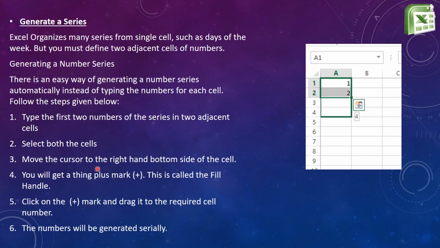Move the cursor to the right hand bottom side of the cell. Here you will get a thin plus mark. This is called the fill handle. Click on the fill handle mark and drag it to the required cell number. The numbers will be generated serially. So students, let us see and execute the same example in demonstration.